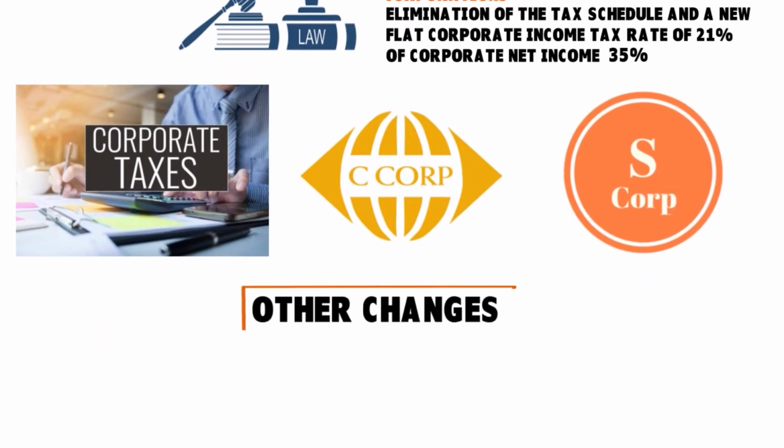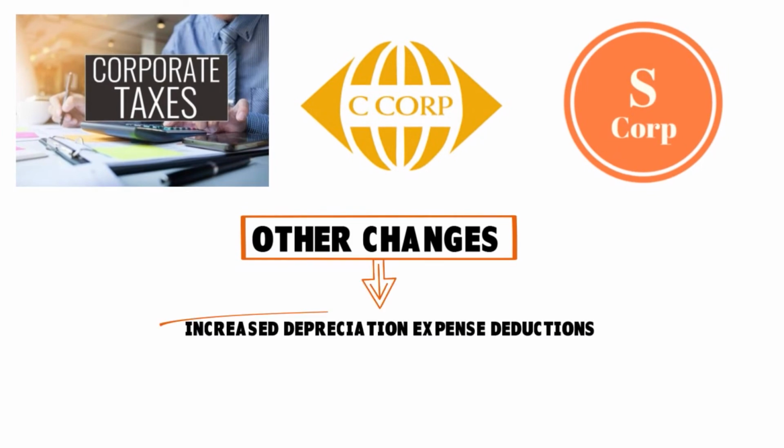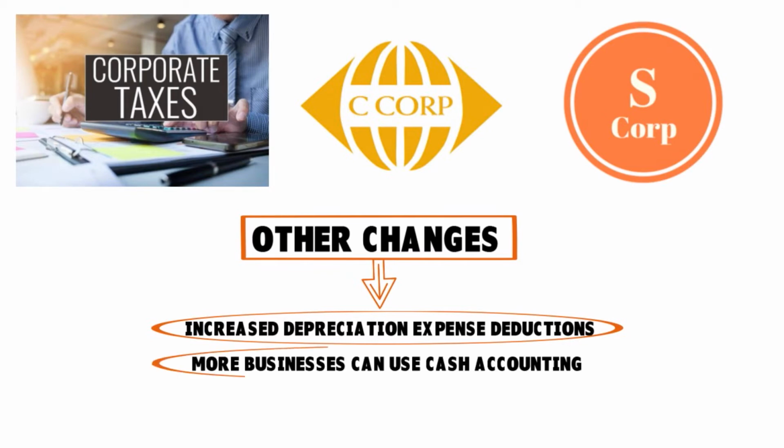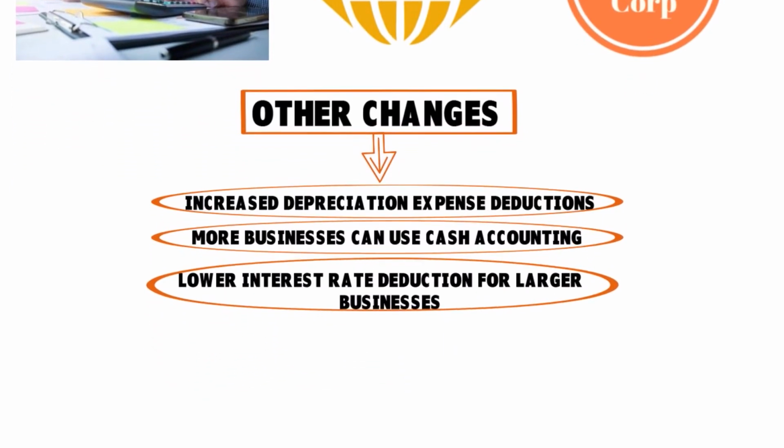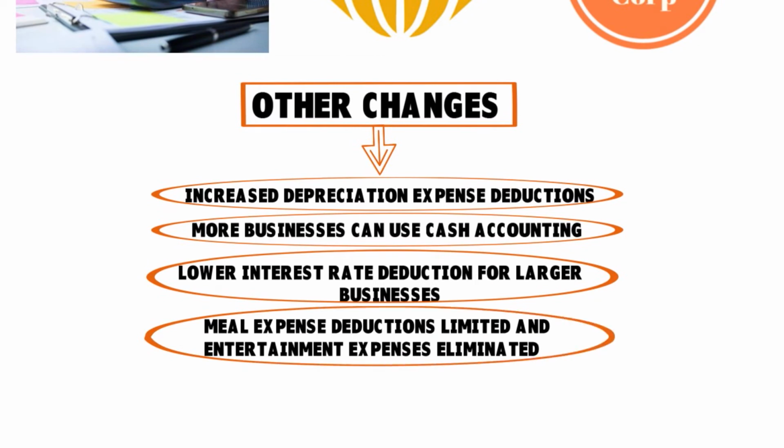Now, other changes, both benefits and drawbacks affecting corporations, detailed in this article about the Trump tax cuts. Let's talk about. You have increased depreciation expense deduction. Wall Street loved that particular item. More businesses can use cash accounting. As you know, when it comes to accounting, you can have accrual accounting and cash accounting. So the law made it a lot easier for a lot of businesses to use cash accounting. Lower interest rate deduction for larger businesses. You have meal expense deductions limited and entertainment expenses limited, eliminated, by the way.